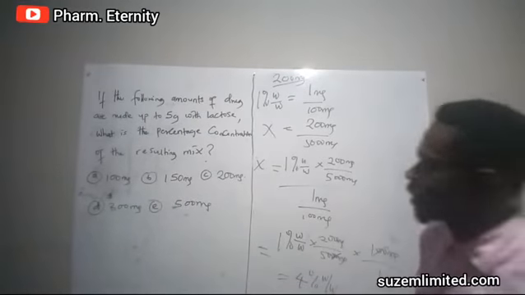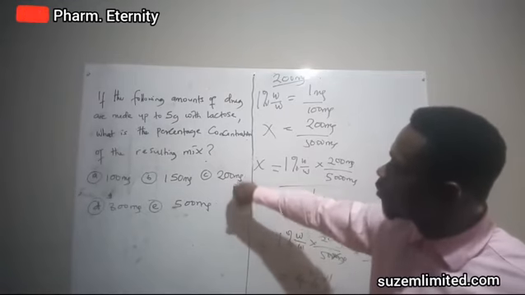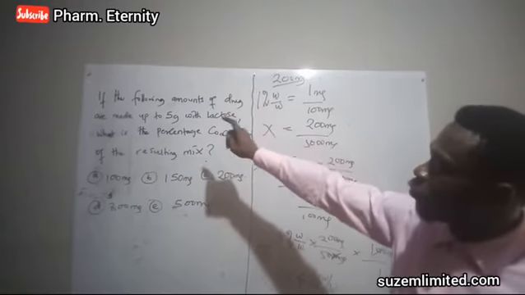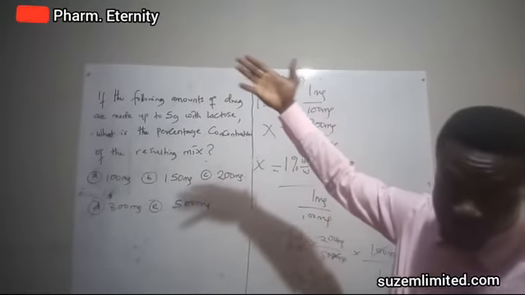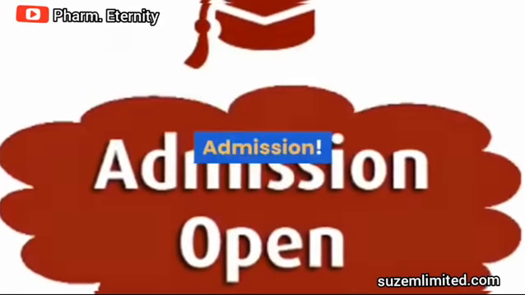The same thing happens here. What it implies is that if 200 milligram of drug in question is made up to 5 grams with lactose as diluent, they are mixed well.